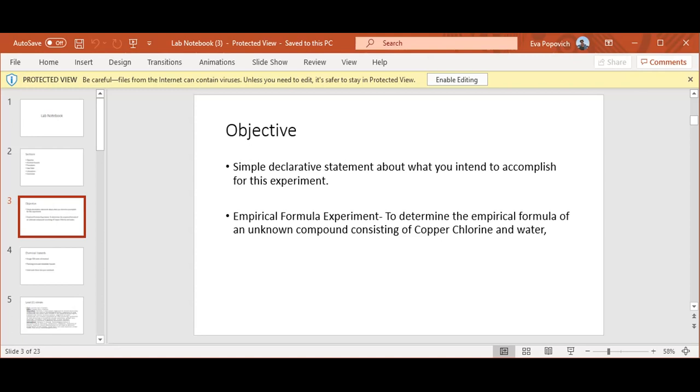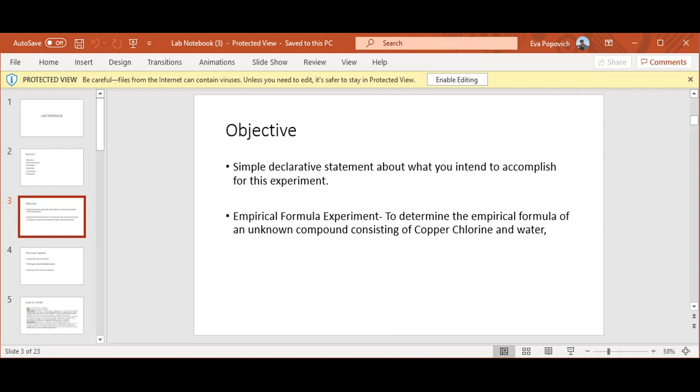You're going to do an empirical formula experiment. Basically, you're going to be given a compound that has copper, chlorine, and water in it. You're going to do some experimental things to determine the ratio of copper, chlorine, and water. So the objective is to determine the empirical formula of an unknown compound consisting of copper, chlorine, and water. Simple enough, guys?